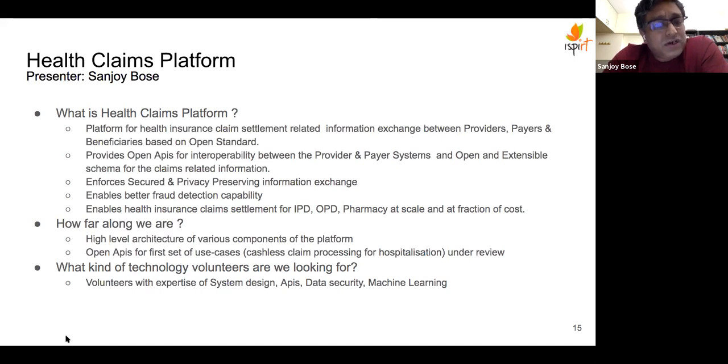What kind of technology volunteers are we looking for? Somebody who is passionate about making changes in the way health claims are done and health information is used in India. A lot from the technical side: system design, APIs, and understanding of data security and data privacy, and a bit of machine learning in terms of some of the capabilities that we think the health claims platform should have.